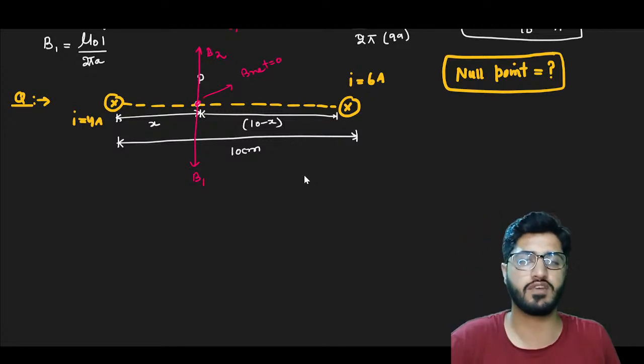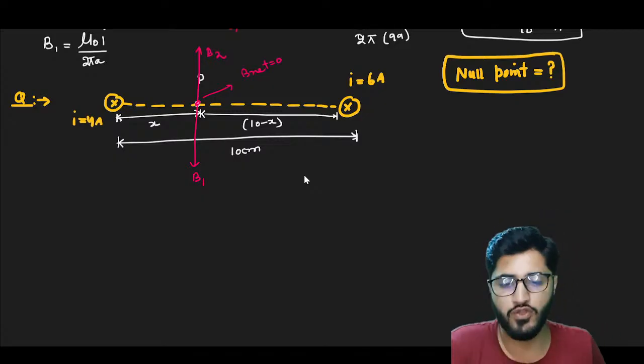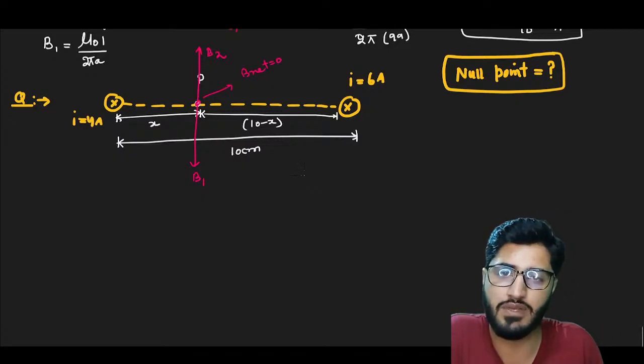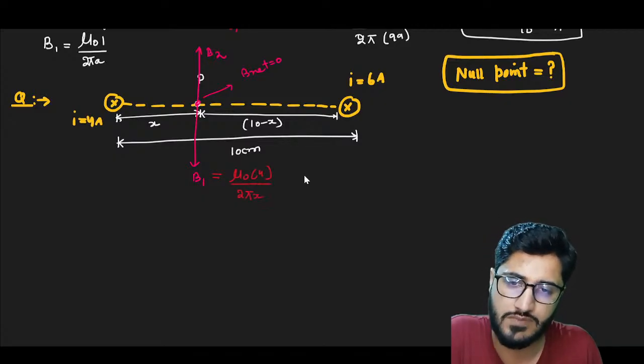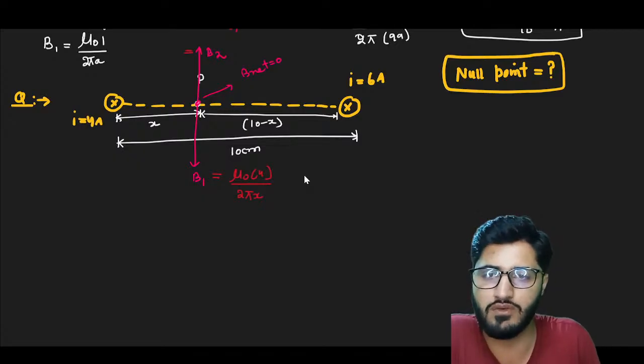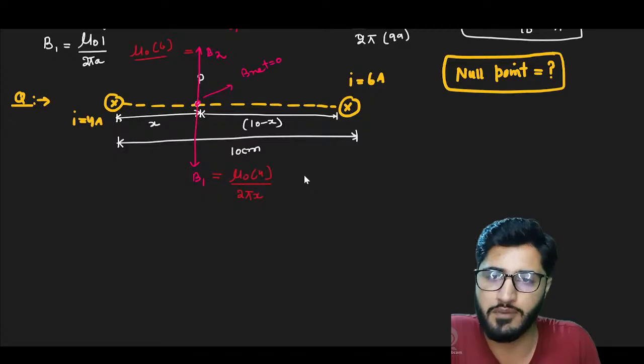Okay. What is B1 now? So B1 is mu naught into I, which is 4 ampere, divided by 2 pi, distance is X. Done, sir. What is B2 now? It is mu naught into 6 divided by 2 pi, the distance is not X, it is 10 minus X.